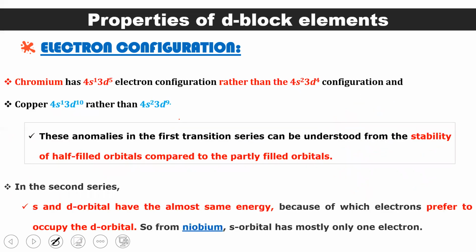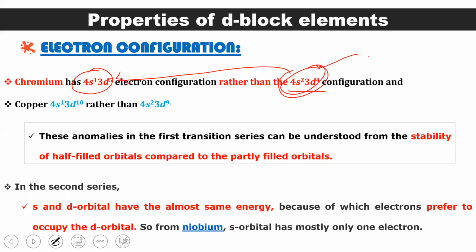If you observe the chromium electron configuration, the outermost electron configuration must be 4s2 3d4 as per the theory. But practically, chromium does not have this configuration, 4s2 3d4. Instead of that, chromium has the configuration 4s1 3d5.